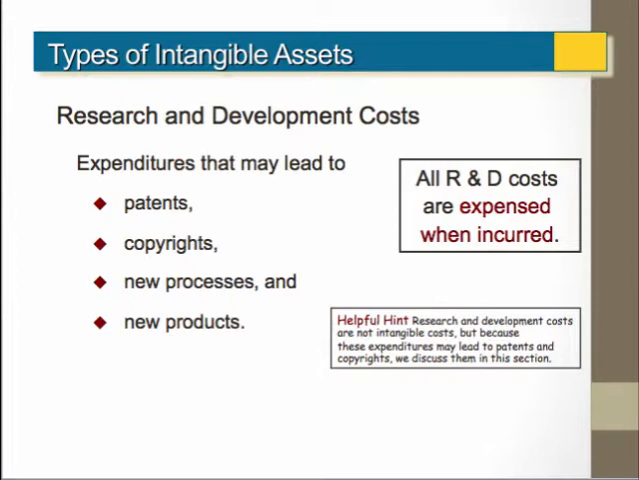Research and development costs for patents, copyrights, new processes and products are expensed in the period incurred. We do not capitalize R&D costs because a lot of times we don't know if all that research and development comes into a marketable product. So therefore R&D is expensed and we only capitalize the cost of the acquisition of the protection.